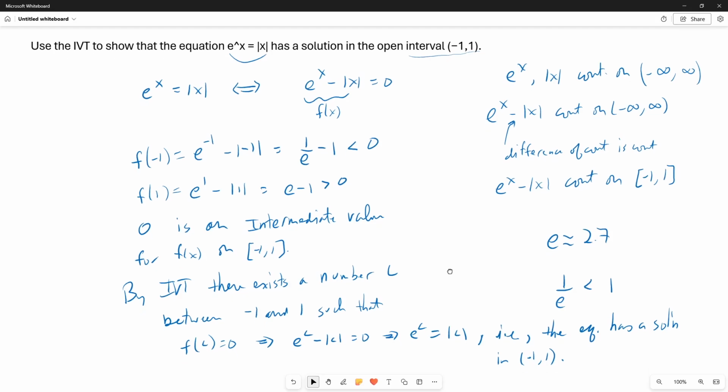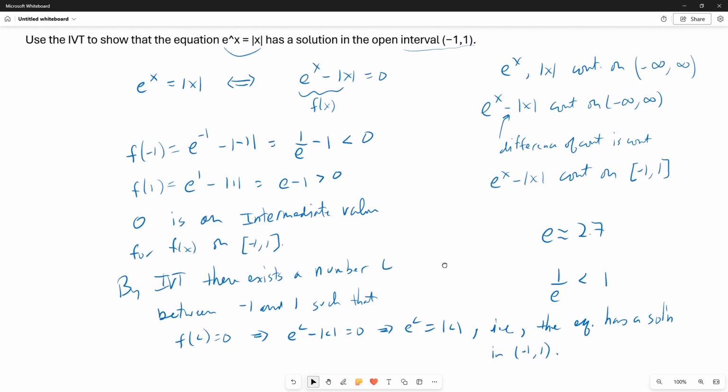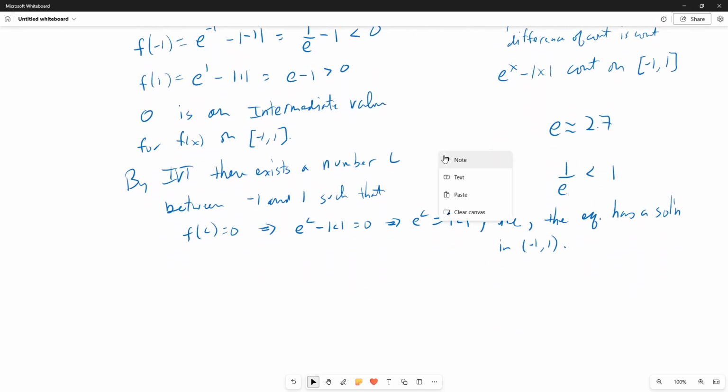Let's take a moment actually and narrow down the interval a little bit. Let's see if we can find a smaller interval on which that equation has a solution. The x value 0 is right in the middle of that interval, so let's plug 0 into the function. f of 0 is e to the 0 minus the absolute value of 0. So that's e to the 0 is 1 minus the absolute value of 0 is 0. So f of 0 is 1.